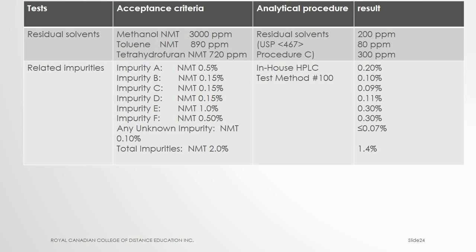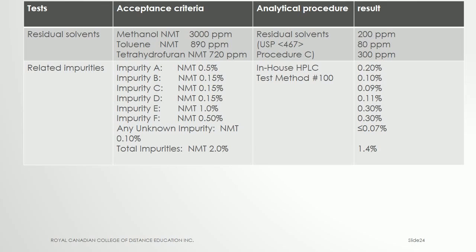The acceptance criteria for related impurities show impurity A, not more than 0.5%. Impurity B, not more than 0.15%. Impurity C, not more than 0.15%. Impurity D, not more than 0.15%. Impurity E, not more than 1.0%. Impurity F, not more than 0.50%. Any unknown impurity, not more than 0.10%. Total impurities, not more than 2.0%.